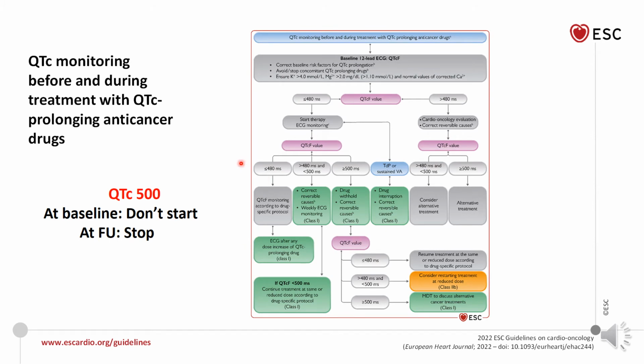Second issue is prolonged QT. If our patient has a baseline QT interval above 480, this patient has a very high likelihood to develop prolonged QT and arrhythmia during therapy. So it is better from the start to check for any alternative drug for this patient. And if we have no alternative drug, we might consider starting a drug with close monitoring of QT. We stop if the QT becomes prolonged more than 500.